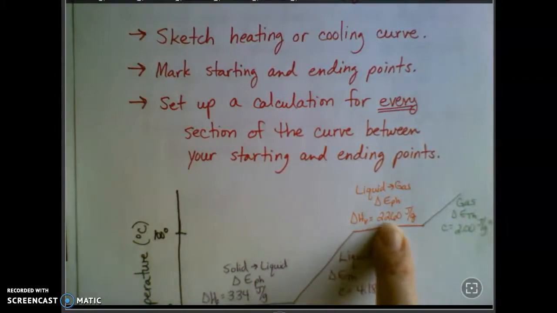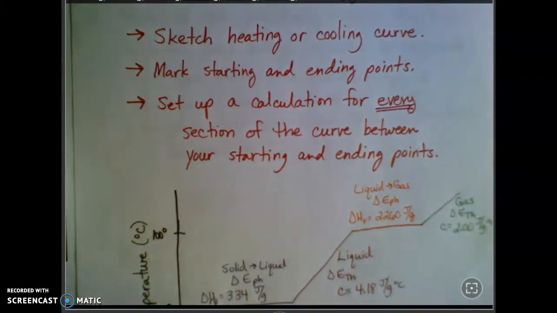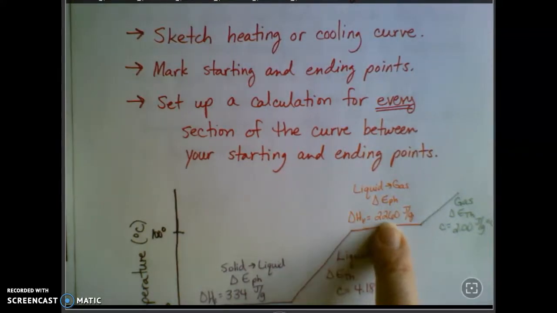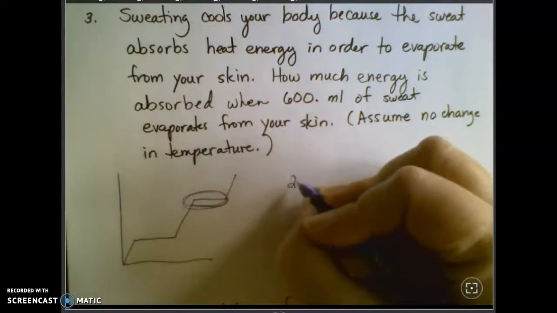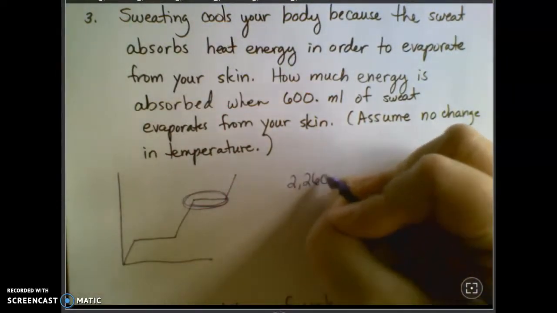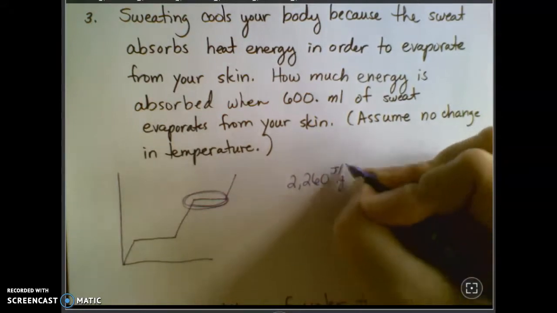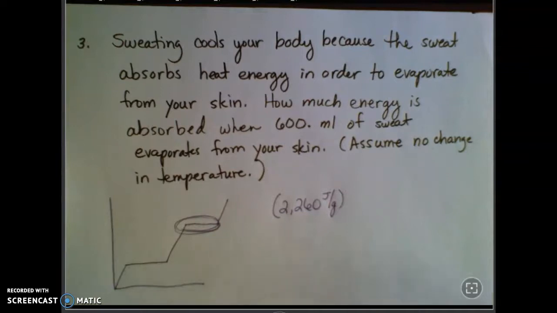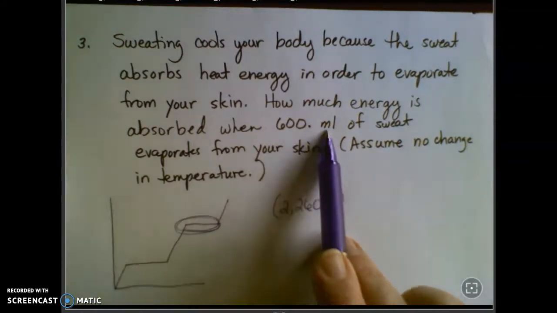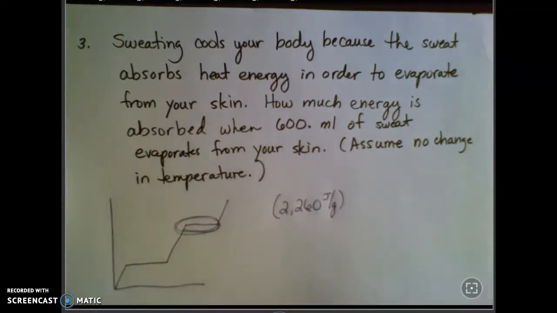And the one constant for evaporation is 2,260 joules for every gram. So 2,260 joules for every gram. And the reason I wanted to show you this problem is because I've got milliliters here and I need a mass. And this is just for water.